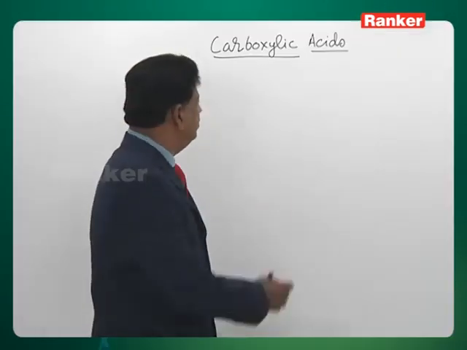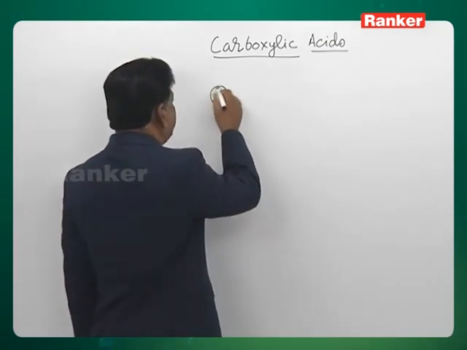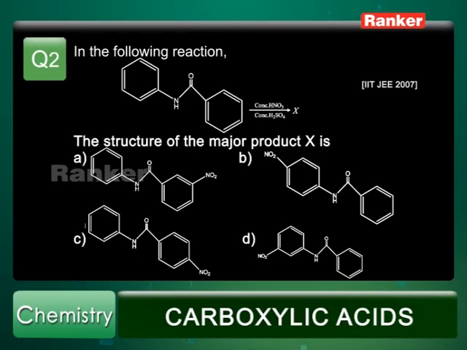Question number 2 appeared in the 2007 IIT JEE. He asks, in the following reaction, there is a compound with two benzenes flanked by an NHCO group. One side benzene is attached with the CO group, the other side benzene is attached with the NH. It is actually called phenyl benzamide.